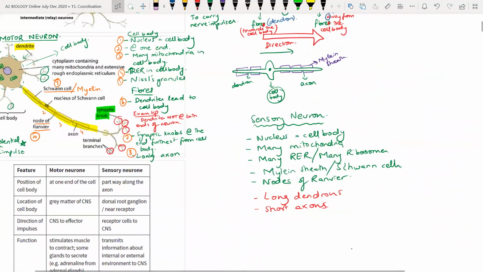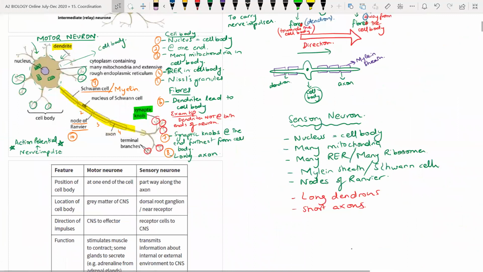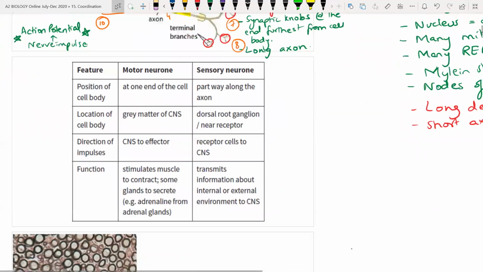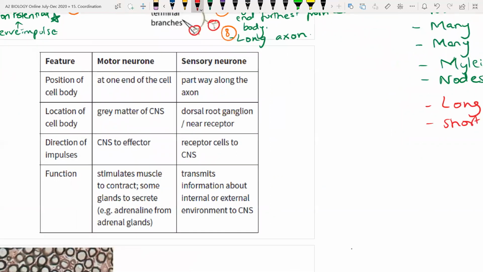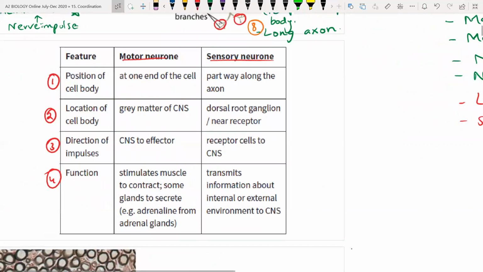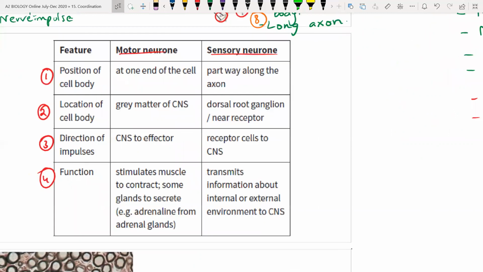Okay. अच्छा जी, ये एक table है which is signifying some features, okay, and some differences. So with regards to features, you have 1, 2, 3, 4 features for both motor and sensory. So let's look at these differences. Number 1, position of cell body. Motor neuron को मैंने आपको बताया at one end of the cell, and for sensory, it is part way along the axon.